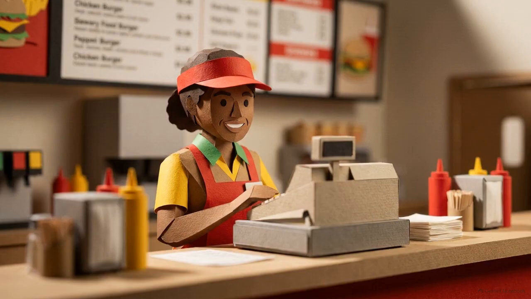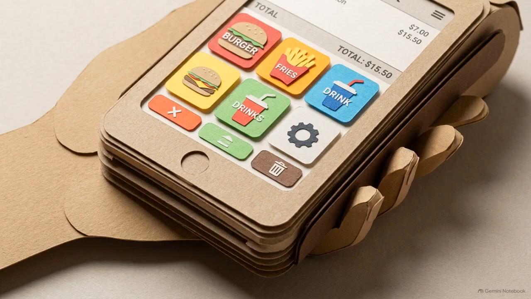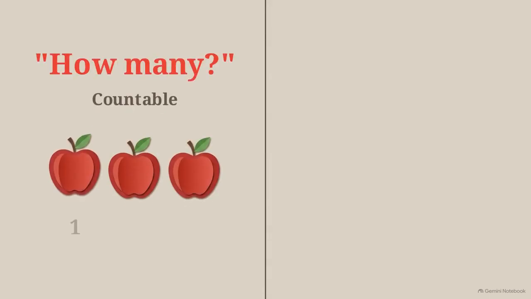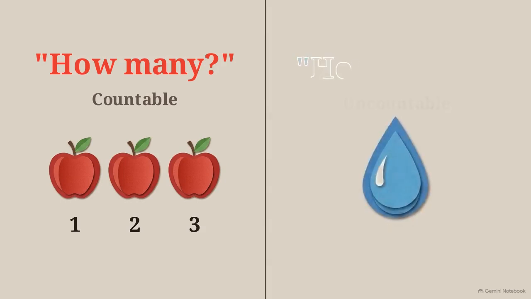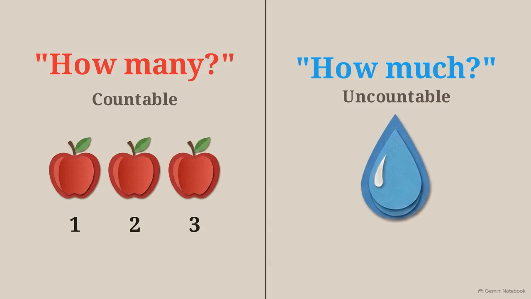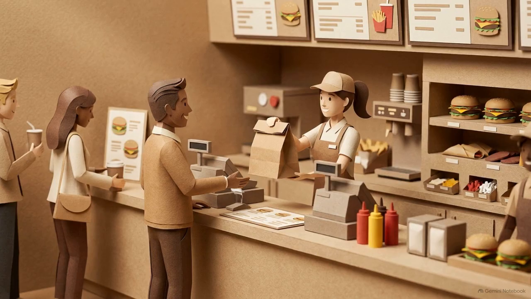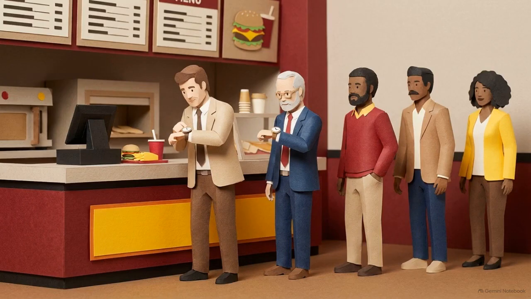When you're working the counter, you have to ask customers what they want. The exact question you use depends on the type of noun you're dealing with. If a customer asks for a side of apples, you use the phrase how many, because apples are countable. How many apples would you like? But if they want ketchup, a liquid, you switch to how much. You ask, how much ketchup do you need? Matching the question to the noun type keeps the order process smooth and prevents miscommunication when the lunch rush hits.